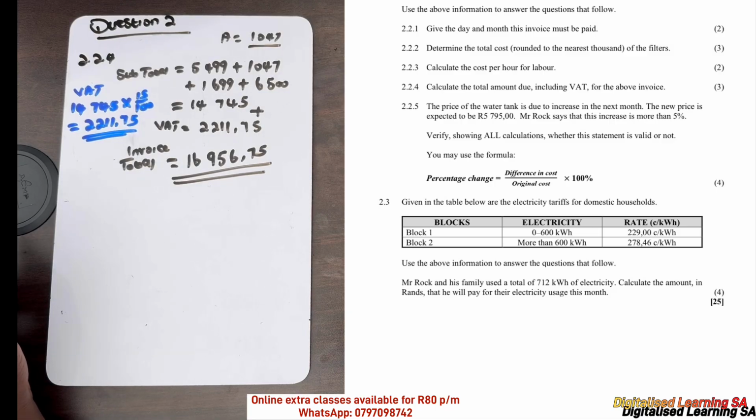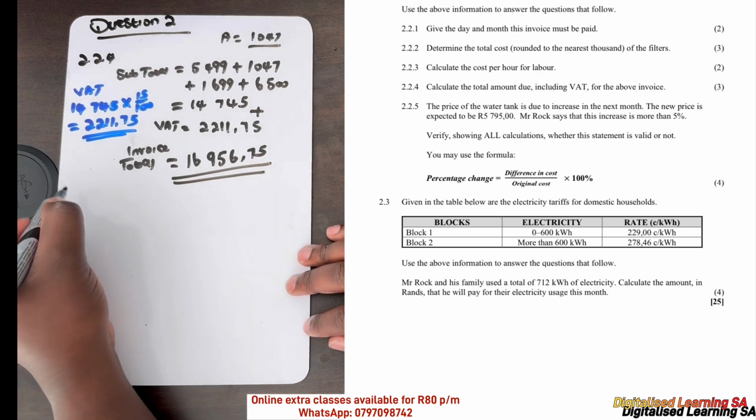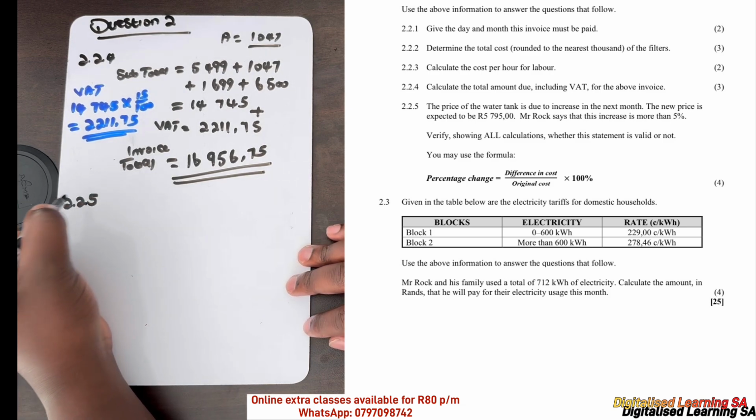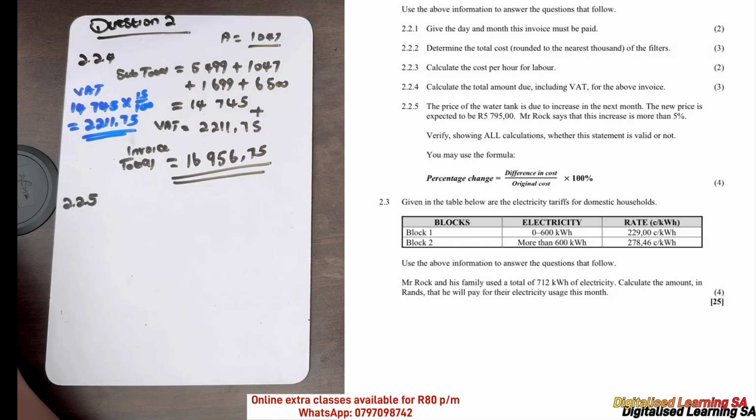Let's move to our next question, which is question 2.2.5. So question 2.2.5 says that the price of the water tank is due to increase in the next month. The new price is expected to be 5,795, and Mr. Rock says that this increase is more than 5%. So verify, showing all calculations, whether this statement is valid or not.